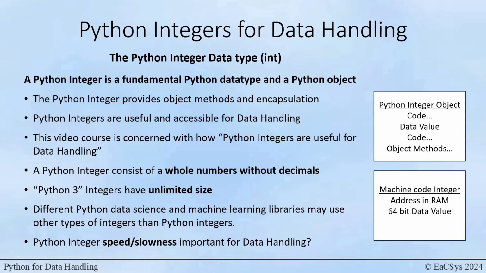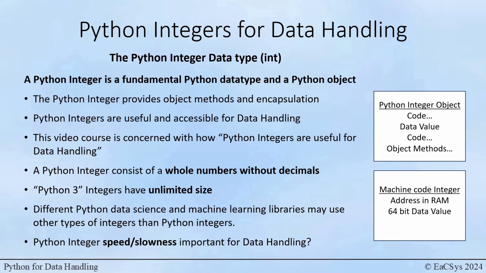Noteworthy properties of Python integers are that when we talk about Python integers, we usually abbreviate them as single int or many ints. If everyone knows that we use Python, we may drop the word Python. A Python integer can only consist of whole numbers without decimals. And this is important.